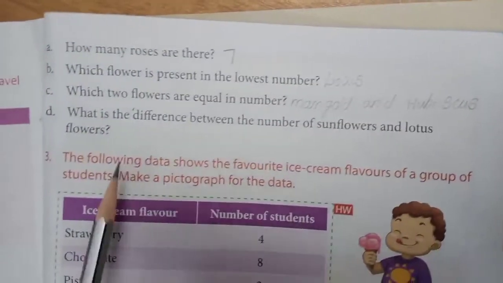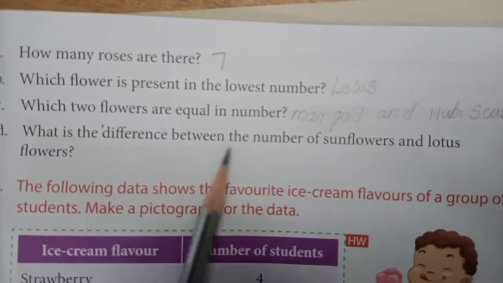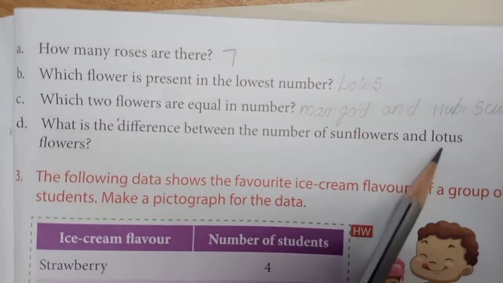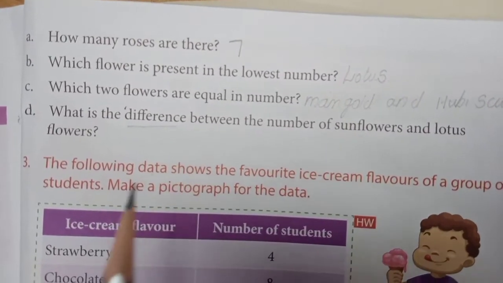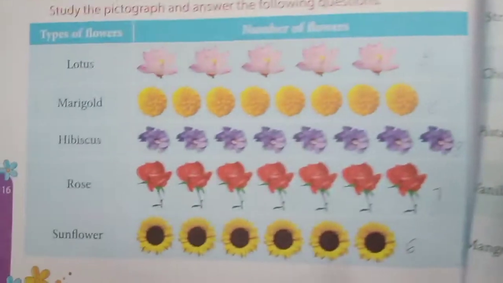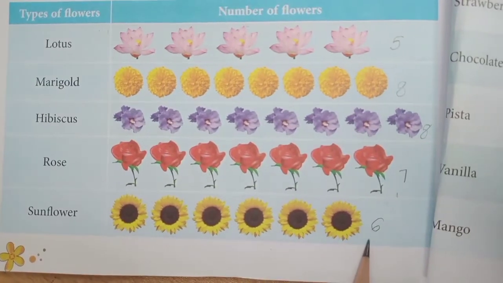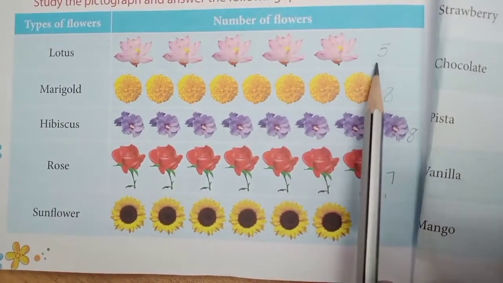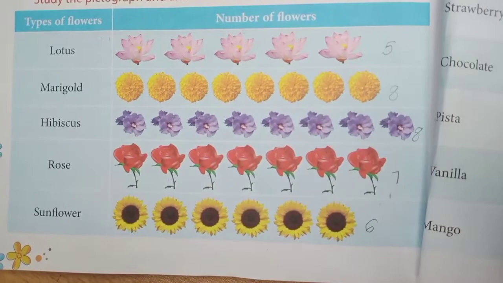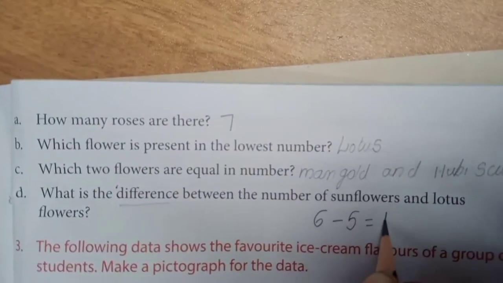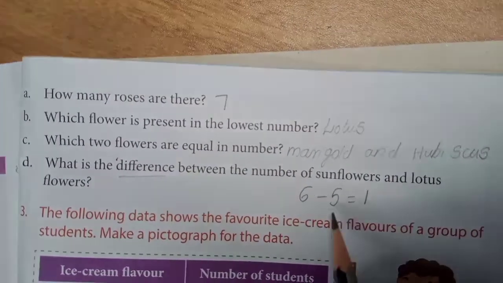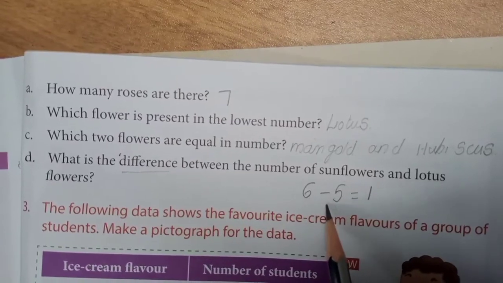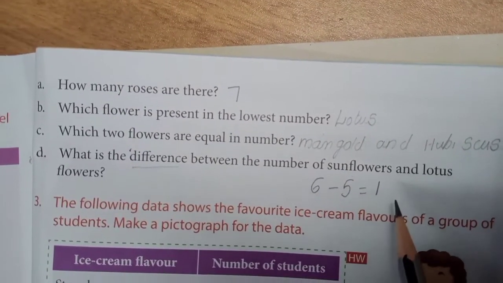Then our last question, what is the difference between the number of sunflowers and lotus flowers? Difference means subtracting. So the number of sunflowers is 6 and the number of lotus is 5. So we subtract, 6 minus 5 equals 1. That means there are 6 sunflowers and 5 lotus. Their difference is 6 minus 5 equals 1.